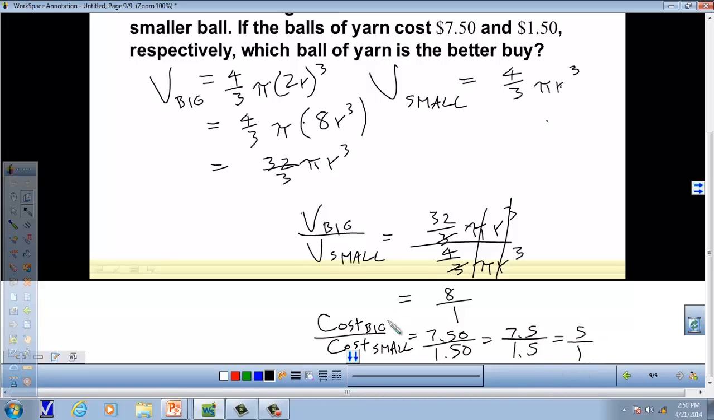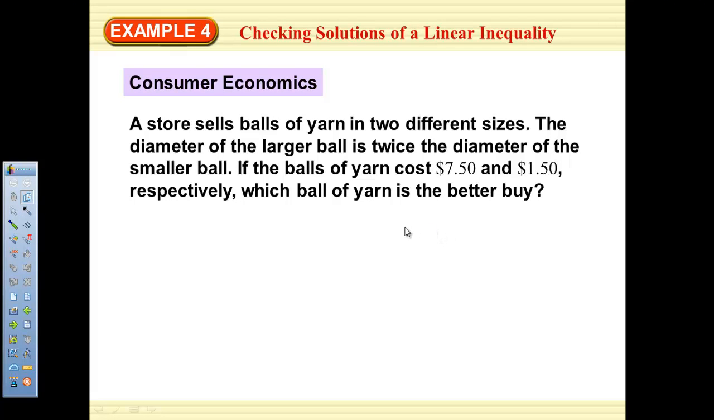Okay? So if you look at it, we're paying 5 times more, but we're getting 8 times more than we normally would. So since the cost is only 5 times more, and we're getting 8 times more than we would with the other piece of yarn, then we would say the big ball of yarn would be the better buy, which is usually the case. It's sort of like a bulk kind of thing.